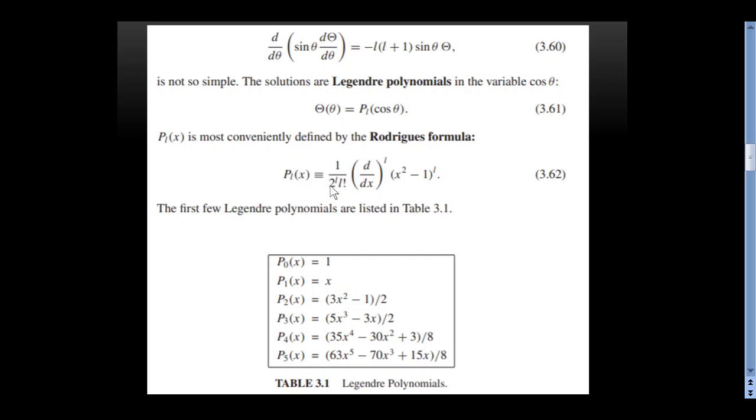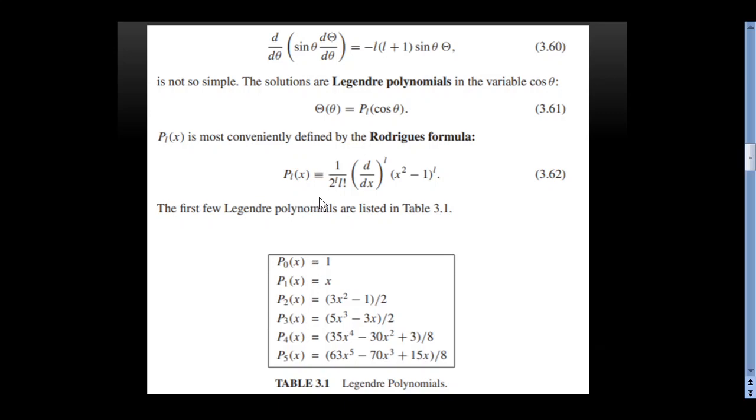Let us see. If you substitute L is equal to 0, 2 raised to 0 is going to be 1, into 0 factorial, that is going to be 1, d/dx raised to 0, of (x square minus 1) raised to 0. So this all comes out to be 1 only. If you substitute L is equal to 1, then what happens? 2 raised to 1 is going to be 2. Here 1 factorial. So 1 upon 2 will be there. d/dx of (x square minus 1) raised to 1. So d/dx of (x square minus 1) is equal to 2x, and here it is divided by 2, remains x. So P1(x) is equal to x.